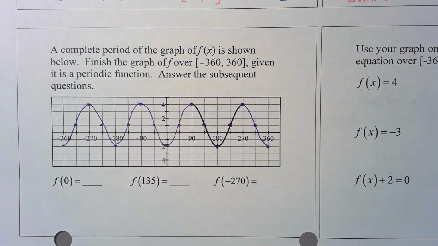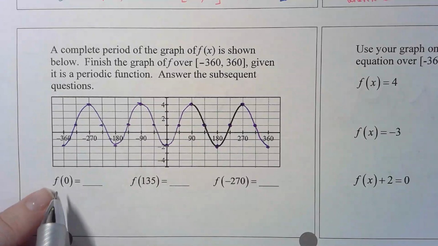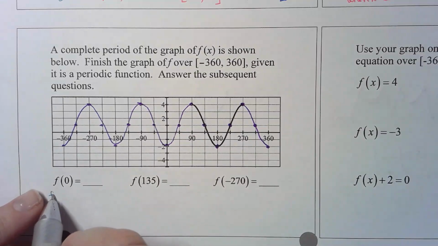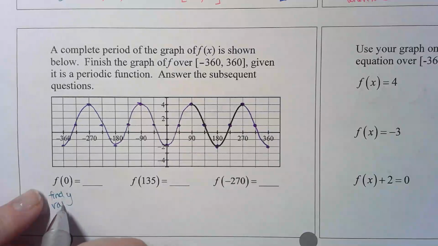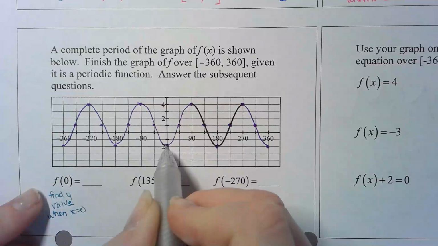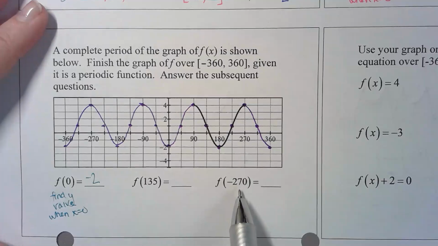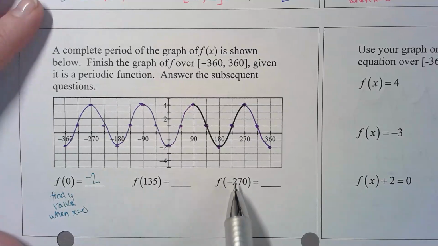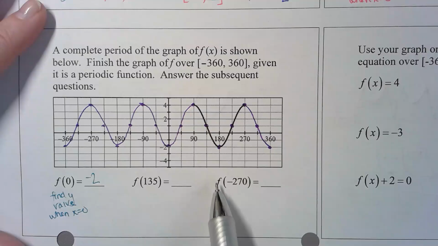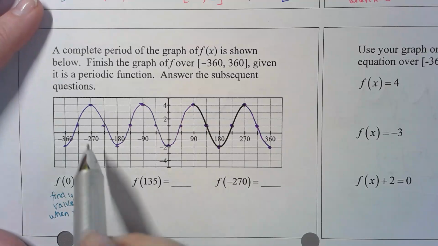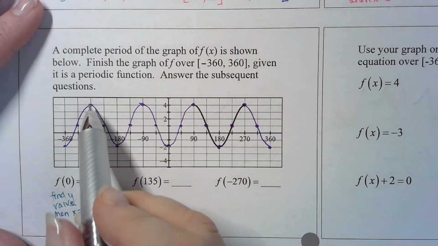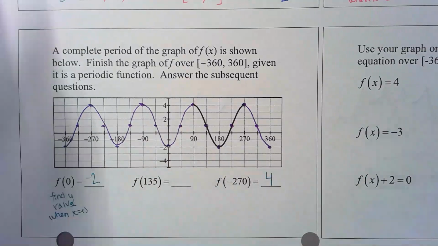Okay. All right, well, let's see. What is f of 0? Well, again, that means find the y value when x equals 0. Oh, it's negative 2. I'm going to skip to this one just because I don't see that number on the graph, but it's not that hard. F of negative 270. Oh, same thing. Here's negative 270. The y value is 4.